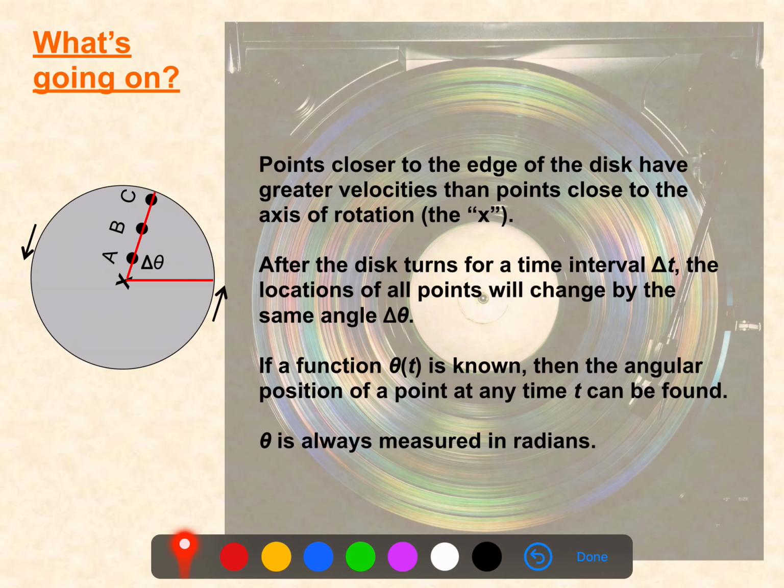So let's see if we can quantify these things a little bit better. If we think about the starting position of A, B, and C, and then later they are perhaps here, then the line connecting them has traced out some angle, which we can call delta theta. If I set theta equal to 0 here, then this is just some theta at a later point. And if we can describe theta as a function of time, then we can see what's going on with the angular velocity.